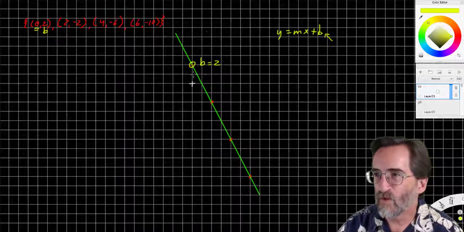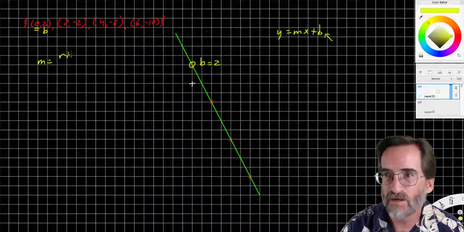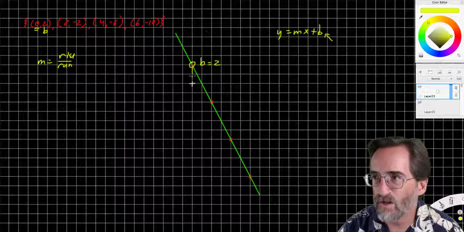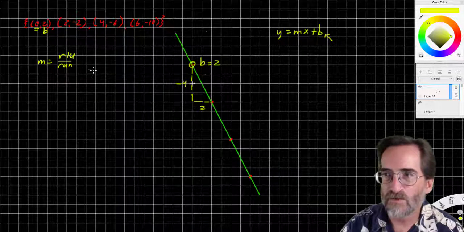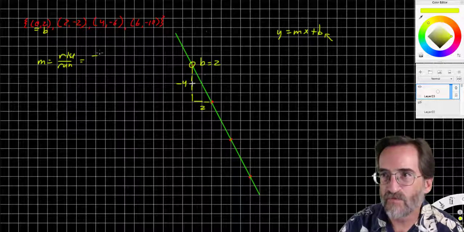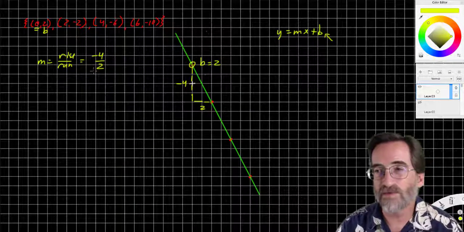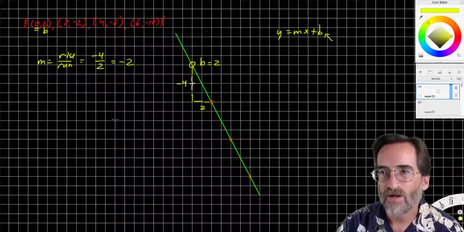Then we got to figure out what it's doing. What's its rise? What's its run, right? Because slope is rise over run, change in y over change in x. So it's going down 1, 2, 3, 4, down 4, and over 1, 2, over 2. So the slope is down 4 and over 2. Okay, now we can leave it like that, but I would prefer to simplify it. That is 4 divided by 2, and 4 divided by 2 is 2. A negative divided by a positive is a negative. So this has a slope of negative 2 and a y-intercept of 2.